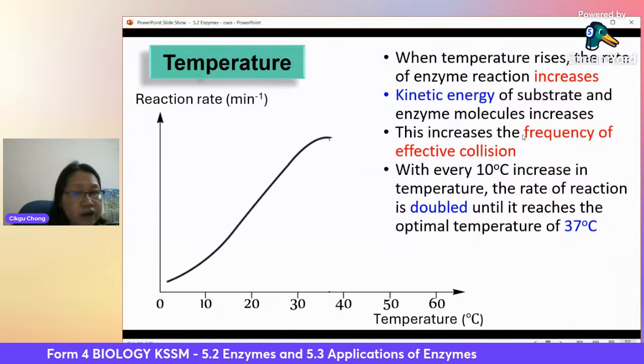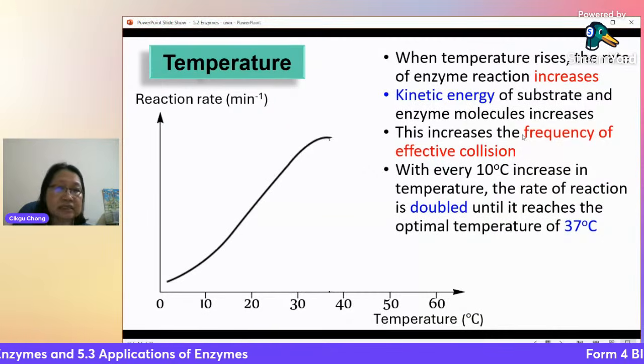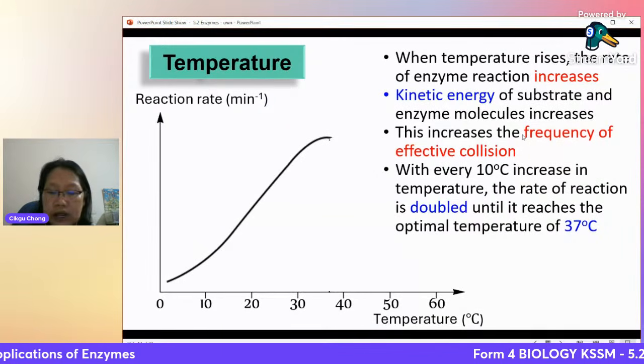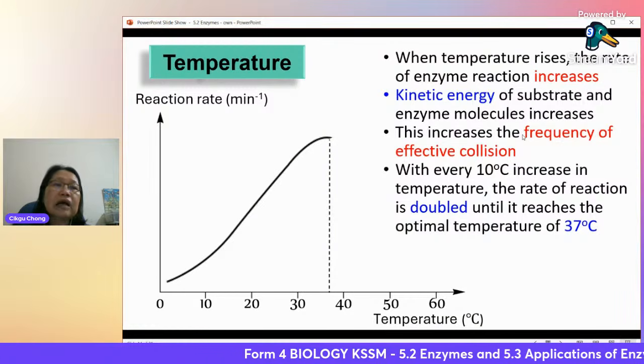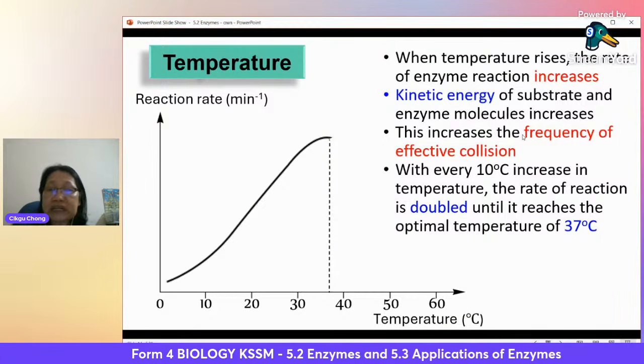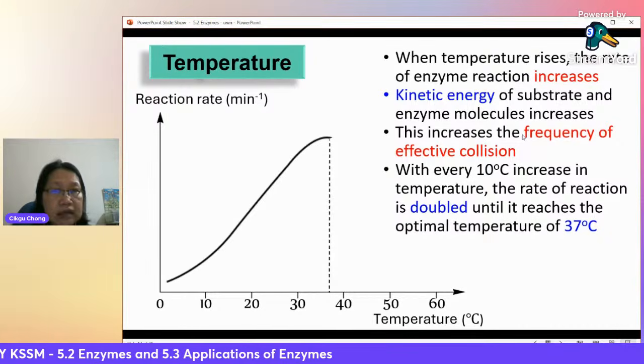But it doesn't go on forever, until it reaches the optimal temperature. This is the maximum already. It will not go any further even though you increase the temperature. So this is your maximum rate of reaction. Only at 37. Okay, remember this is only for the animal body.